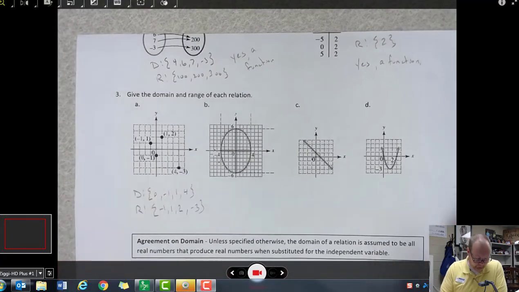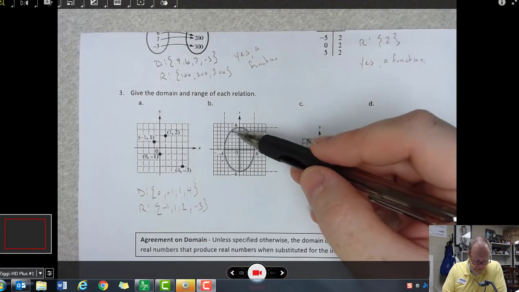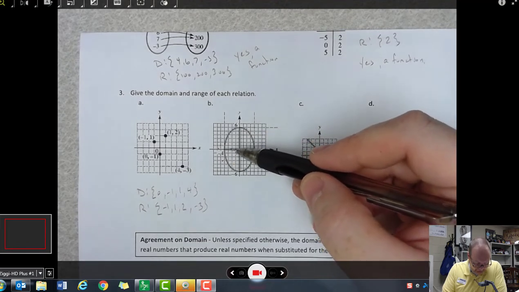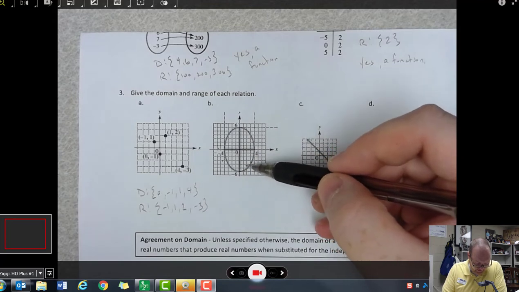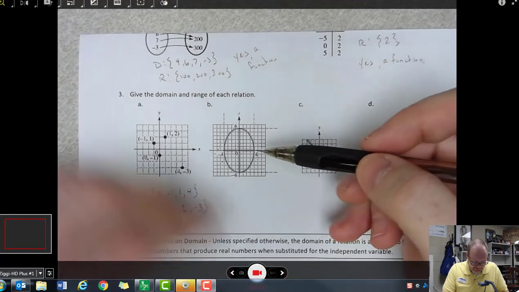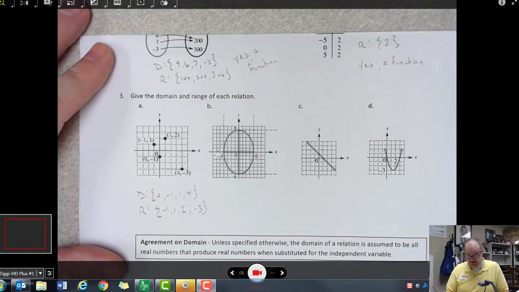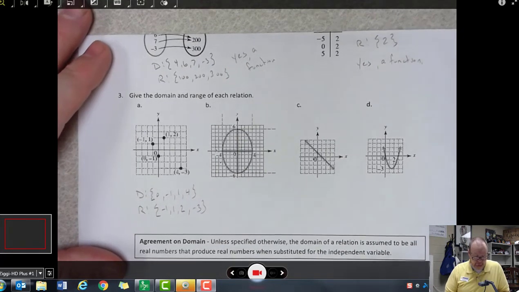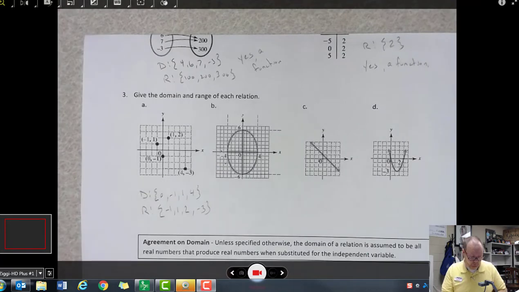On B part, it's tougher to describe the domain here because all of these fractional and decimal x values that exist are on that circle, or on that ellipse rather. So I can't just list what we call in mathematics discrete points because I've got actually an infinite number of decimals there. So this is where my interval notation becomes so important.